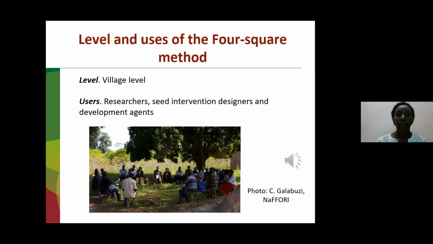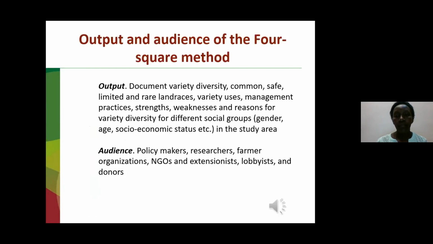The 4-square method is mainly used at village level by researchers, seed intervention designers, and development agents. This method exposes the diverse varieties that farmers maintain on farm. It brings to light varieties that are common, safe, limited or rare in communities, the uses of these different varieties, the management practices that farmers use to maintain these varieties on farm, their strengths, weaknesses, and reasons for variety diversity by the different social groups, and by this I'm referring to gender, age, socioeconomic status, and others. This output is mainly for policymakers, researchers, farm organizations, non-government organizations, extensionists, lobbyists, as well as donors.